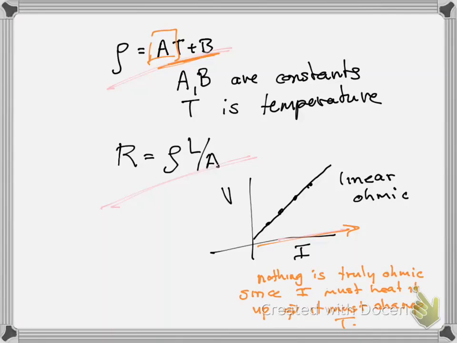That being said, if we ask in a lab, is it ohmic or is it not ohmic, don't tell me that nothing's ohmic, because if it is linear over the range that we're looking at, or if it appears to be linear, then it is ohmic. That's how we define it to be ohmic. It may not be precisely ohmic, but ohmic is an approximation, a linear approximation. If it looks linear, then we're going to call it ohmic.